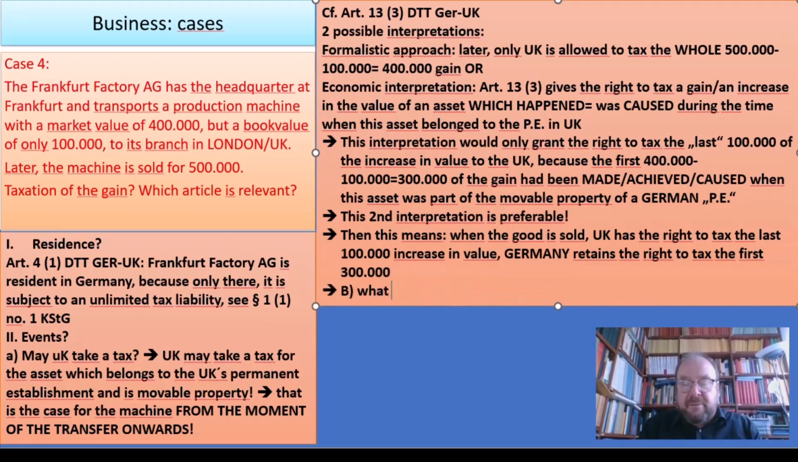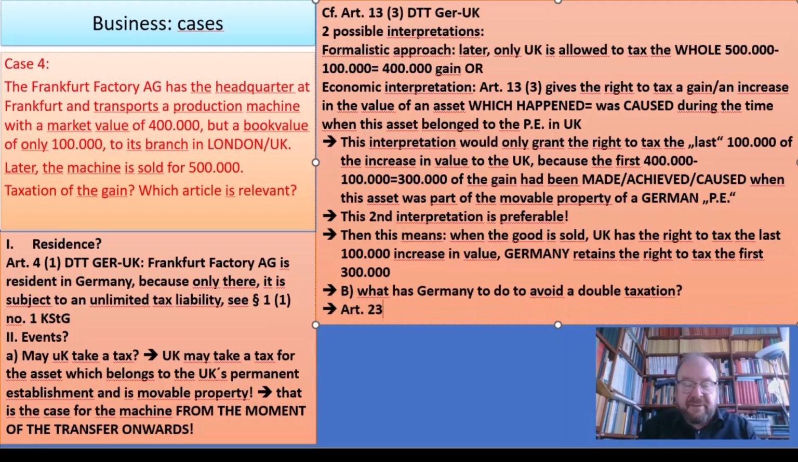So what has Germany to do to avoid a double taxation? That's Article 23 of the DTT Germany UK. Germany will exempt. However, if you see that economic interpretation, here you see something very clearly, which in former times was also consent in Germany, even in the fiscal administration, that changed only approximately around the year 2000 or so.